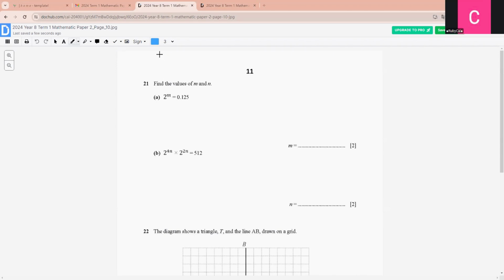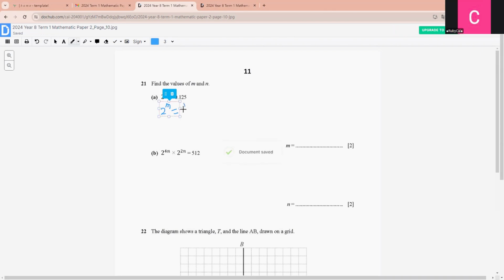Question 21, find the values of m and n. So 2 to the power of m equals 0.125. We can write that as 2 to the power of m equals 1/8. And that also can be written as (1/2) to the power of 3. And then we can write it as 2 to the power of -3, because it means the same thing. And from that we can see that m equals -3.